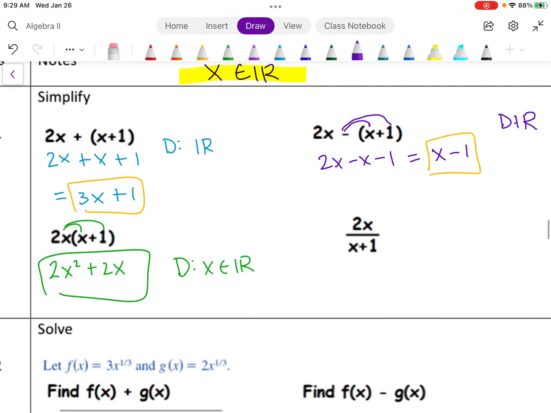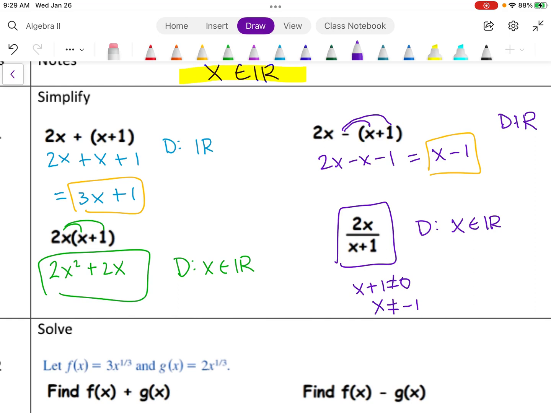Last but not least here, 2x divided by x plus 1. We can't actually simplify anything there, right? We've got 2 times x over the factor of x plus 1. There's nothing we can factor. We don't have any factors that can simplify out. So that's just our simplified answer. And then for our domain, well, x can belong to the real numbers, except we can't have our denominator be equal to 0. So if we solve, we see that x can't be negative 1. So x belongs to the real numbers, except it's not negative 1. But it could be any other real number.